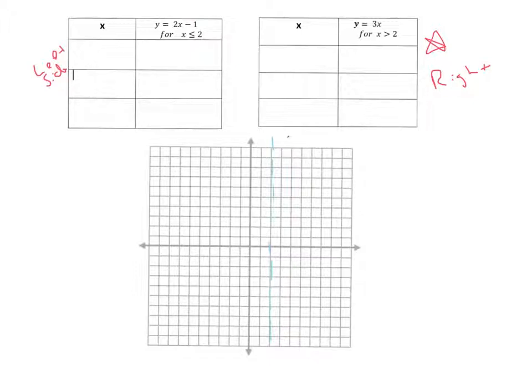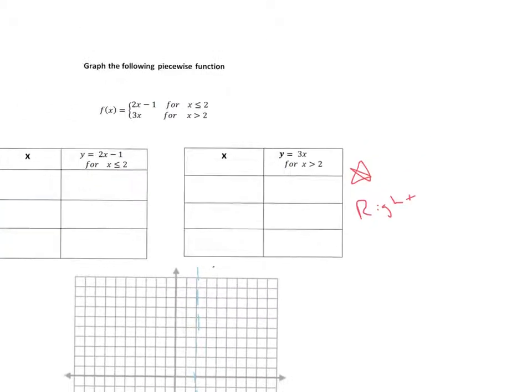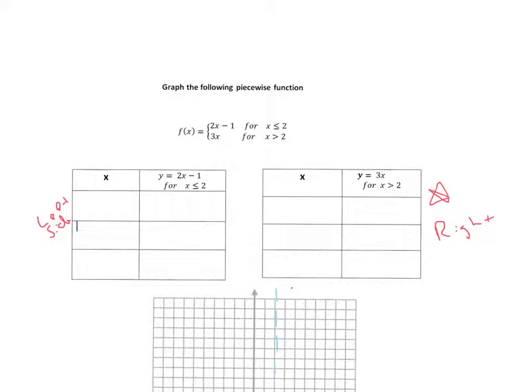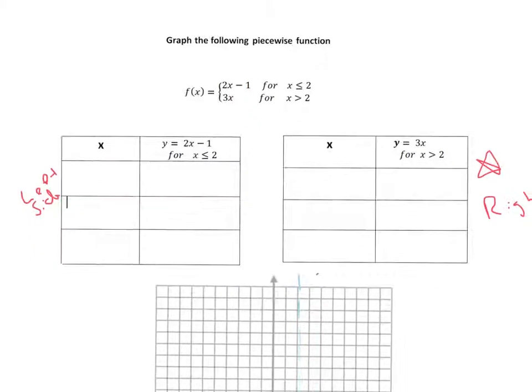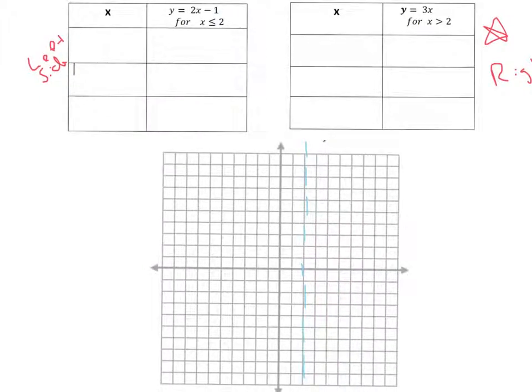Now let's go back up here and take a look at this function and see how we can figure out how to start this. What we need to do is first start by picking some points in our domain, and then we are always going to test the endpoint. We want to figure out not only what's going on on this left-hand side, but also where these different graphs end along this line.